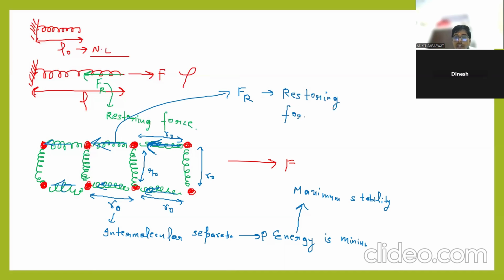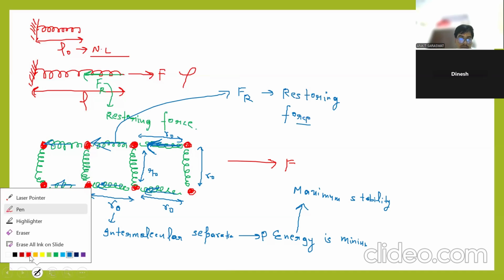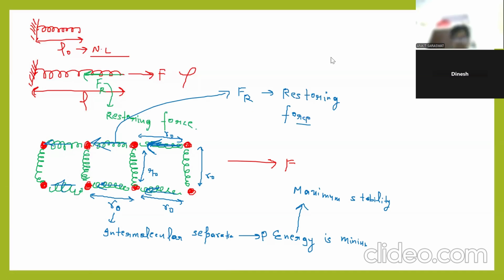Now the same thing I will explain: how this energy is minimum, the curve. This curve is very, very important. To draw this curve, I think I have explained it before also. This curve is potential energy versus intermolecular distance R.